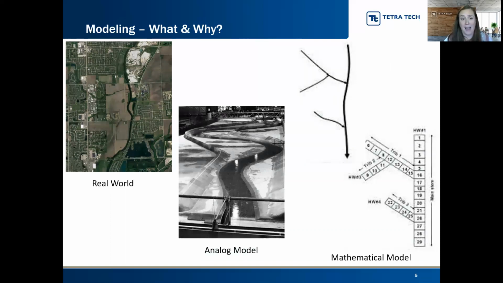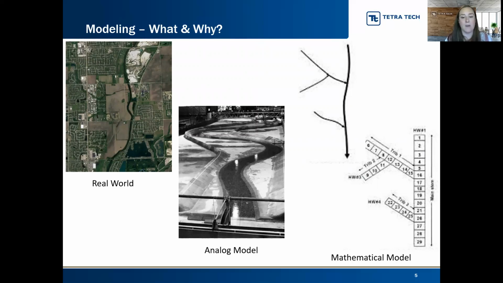I found a great black and white photo of an analog model, of building a tabletop stream model, which I thought was pretty exciting. Analog models were used more historically to develop the governing equations that are then the code behind the mathematical models that we use in cases like today, what I'm talking about with Qual2KW.